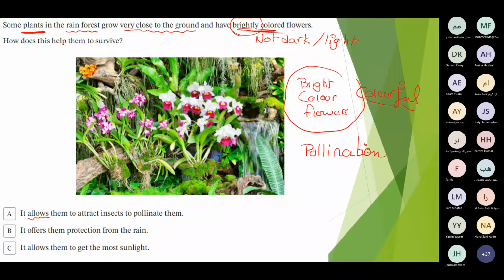No, the first one is wrong. Wrong? Okay, let's read again. Go on. It offers them protection from the rain. Offers means gives. It gives them protection. Since they are under, it offers them protection from the rain. It guards them from rain. Do you know the word guard? It gives them protection from the rain.